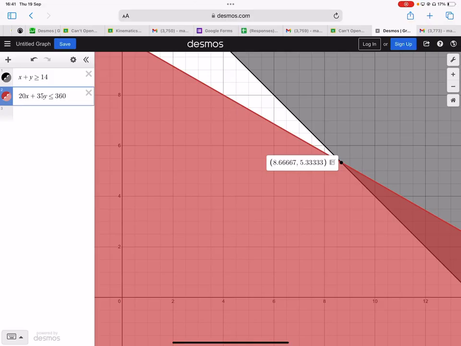The point of intersection is 8.67 and 5.33. What's the maximum possible value of y then? 5. It has to be an integer, right? So 5.3 is the maximum value. The maximum integer is going to be 5. Yes.